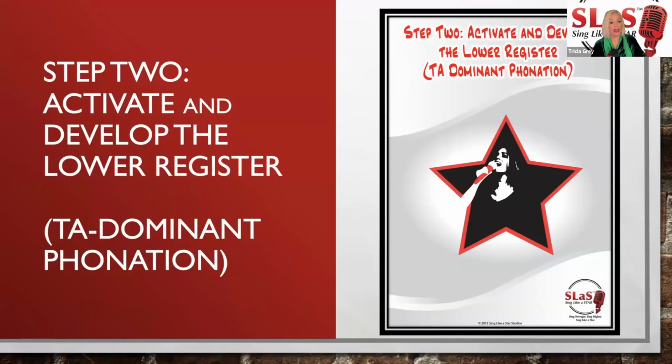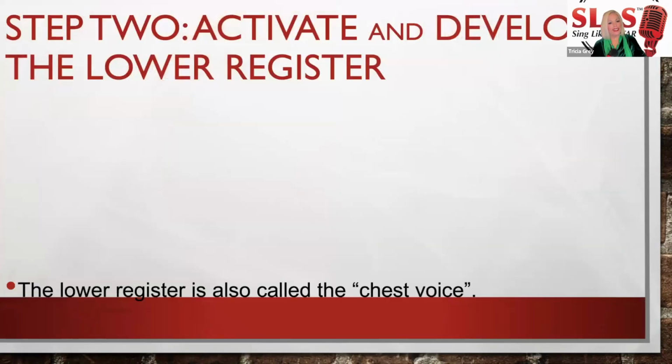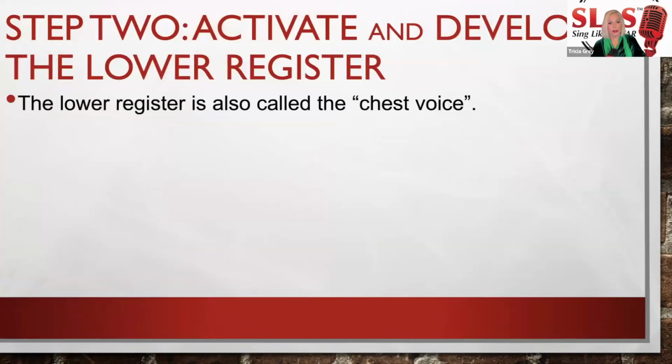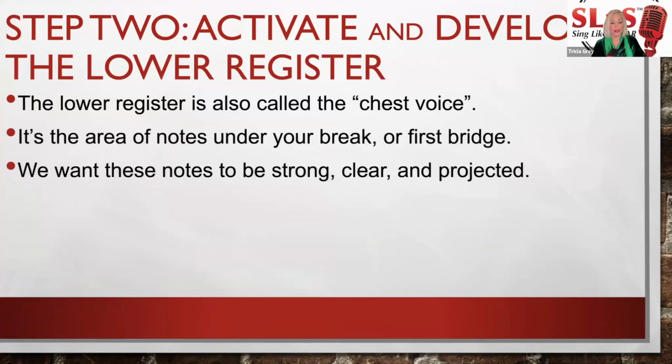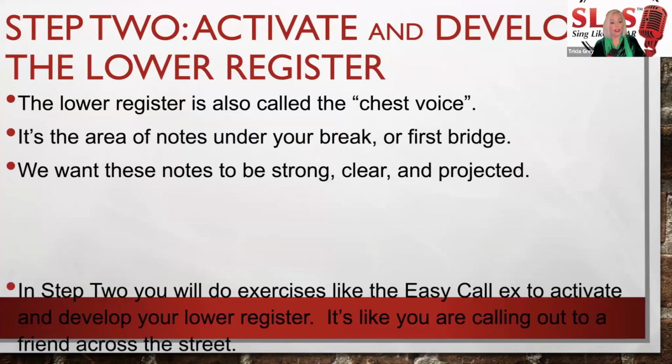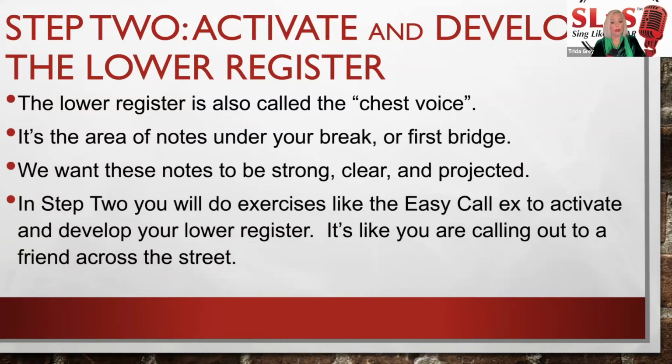Step 2. Activate and develop the lower register. That's TA dominant phonation. The lower register is also called the chest voice. It's the area of notes under your break or first bridge. We want these notes to be strong, clear, and projected. In step 2, you will do exercises like the easy call exercise to activate and develop your lower register.